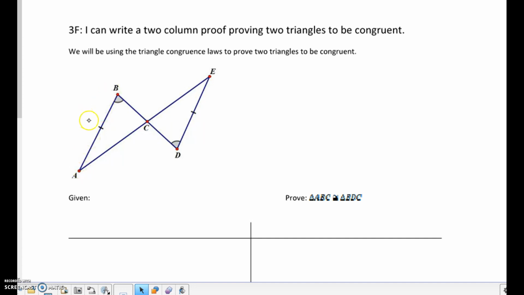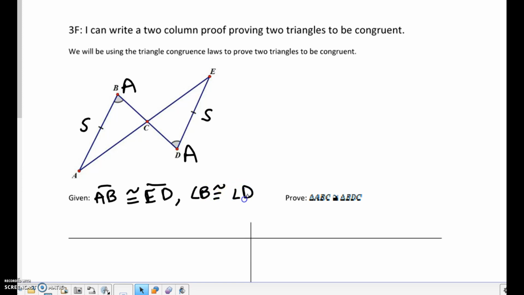So here I'm given two sides congruent. That's AB happens to be congruent to ED, and again, I'm watching the order in which I'm writing things. I'm given two angles congruent, angle, that's angle B congruent to angle D. Okay, that's all I'm given, but I think I can actually add to this diagram some.